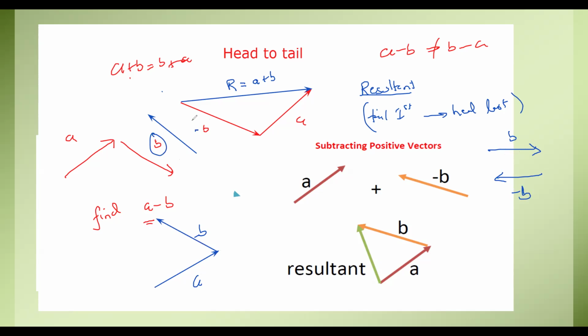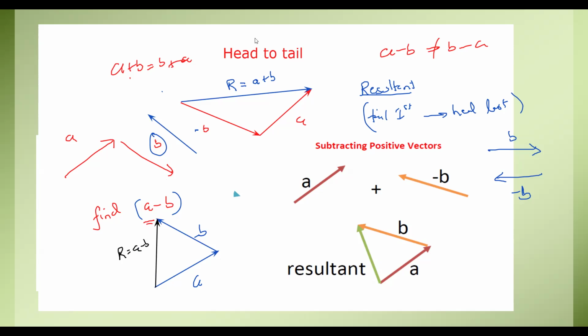So if we need a minus b, first we draw vector a, then we draw vector minus b, negative b. The negative b will be the opposite direction of b, so we draw it in this opposite direction. Because if it was b, it would point in this manner, but as it is negative b, it will point in the opposite direction. And how do we work out the resultant? The resultant will be from the tail of the first to the head of the last. So when we join the tail of the first to the head of the last, that will be the resultant. And in this case, the resultant is a minus b.